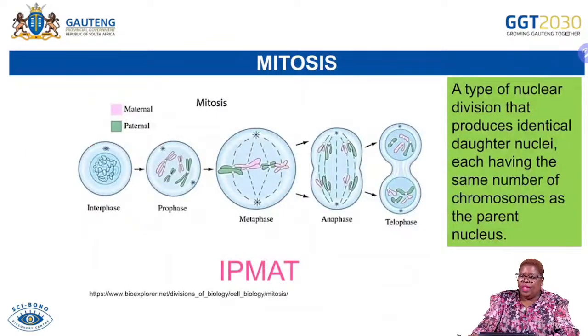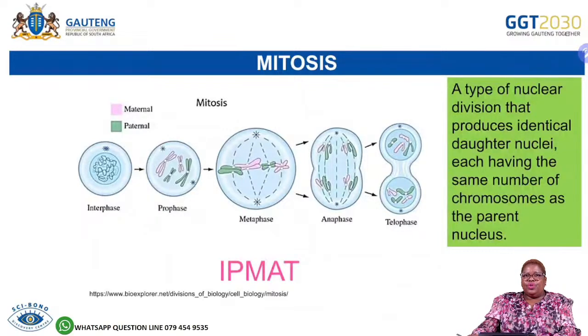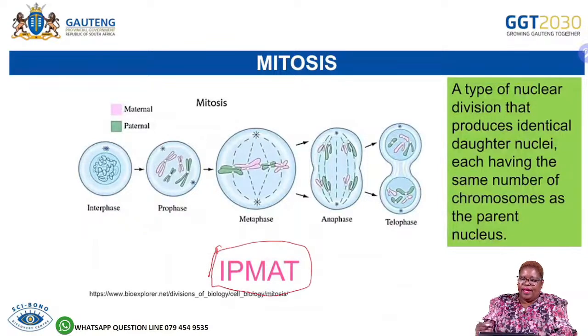Now, you also need to know mitosis, because later on we'll be comparing mitosis and meiosis. Mitosis is also one example of cell division. It's a process where we can observe the cell dividing. This is the way whereby you can easily identify those phases.